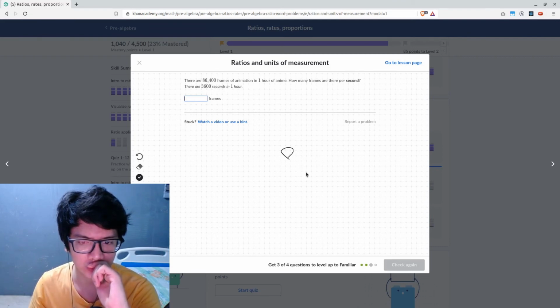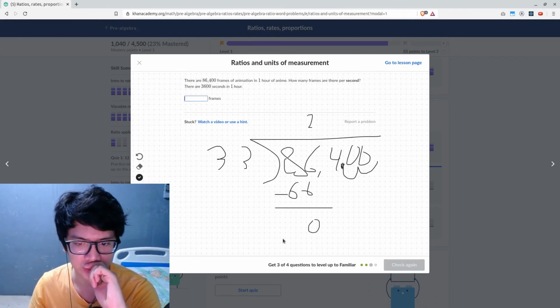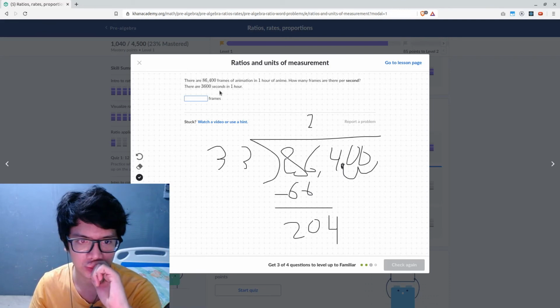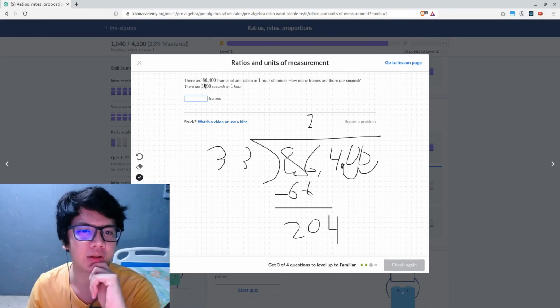So we could divide this guy by the seconds, right? Essentially. 1, 2, 2, 2 there, 6 with 2, 6 is 6, 0, 20, 4. Am I doing this correctly? Yeah. There are 86 frames of animation in 1 hour frame.